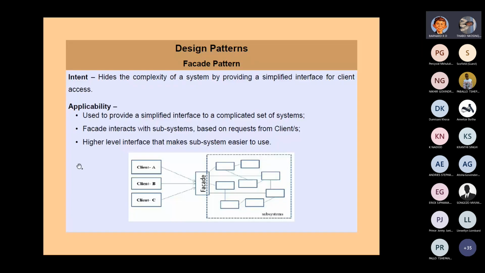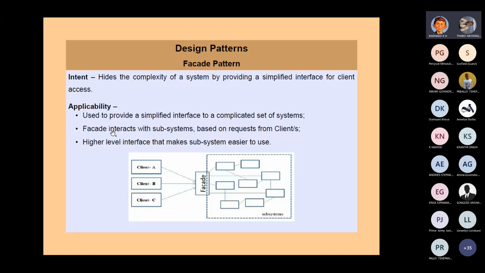Then the facade pattern, you don't really need to know too much about this one. The intent is to hide the complexity of a system by providing a simplified interface for client access. I think this diagram actually explains it all. You have your facade, which encompasses a whole lot of complex functionality, and then your clients only have to interact with the simplified interface of the facade. But the complexity internally is hidden away by your facade pattern.